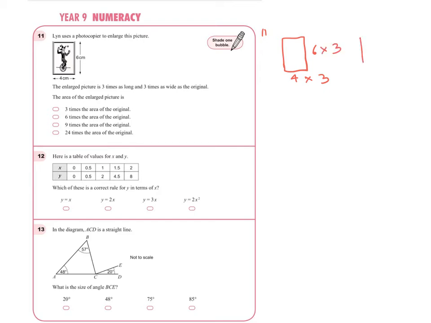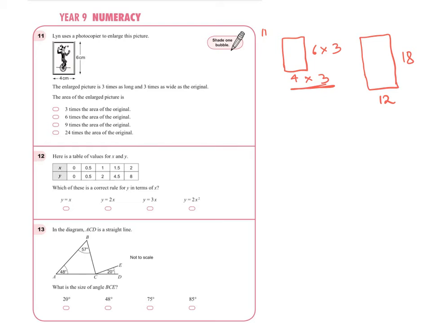Which is going to produce something a little bit bigger. 4 times 3 is 12. 6 times 3 is 18. So enlarged is 3 times, 3 times more than 4. So 3 times 4 is 12 and 18. Now we are not done.